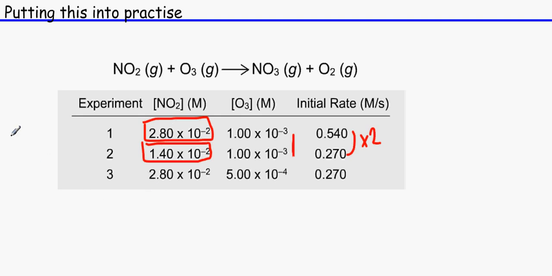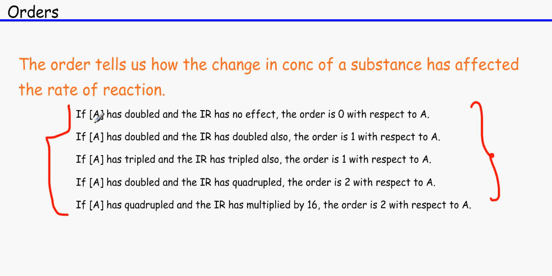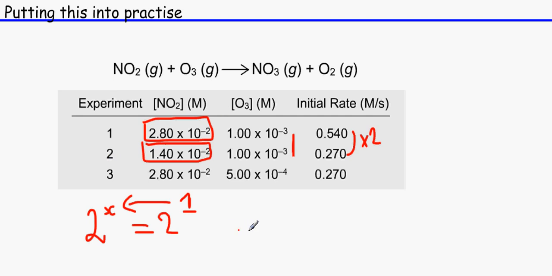Okay, that means that 2 to the power of x equals 2, because the reagents have doubled and so has the initial rate. We should know that the order of this is going to be 1, because when this doubles as well. As we can see here, if the concentration of A has doubled and the initial rate has also doubled, the order is 1 with respect to A. So the order of this, of NO2, would be 1.